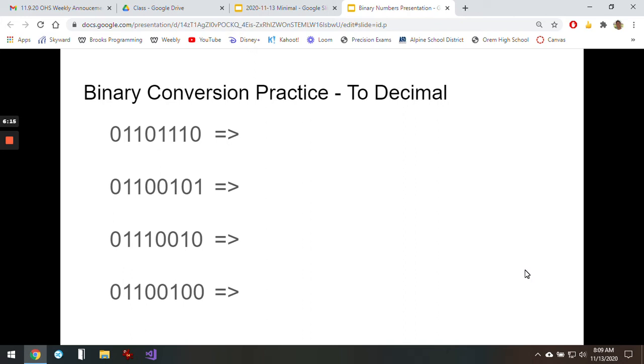Why are you going right to left? Because this is how binary numbers work. If you want to go left to right and transpose everything in your brain, feel free to do so. I don't recommend it, because they're always going to be written in this way. Okay, does that make sense so far? We're going to go over the things from the worksheet, so don't fret.